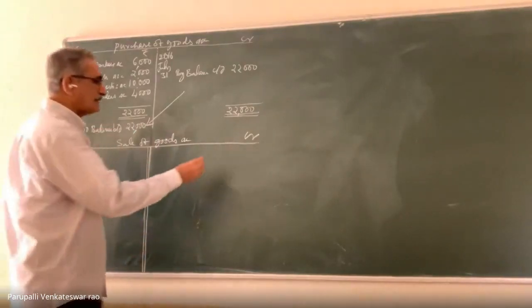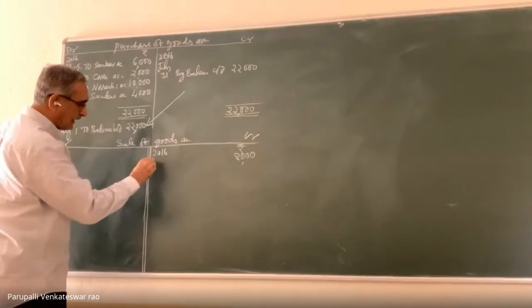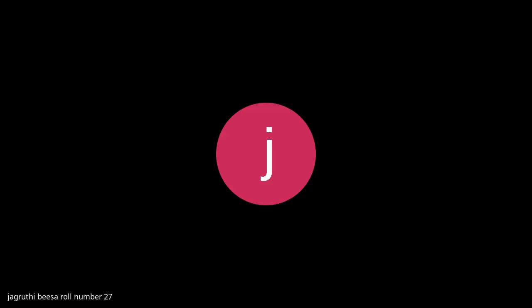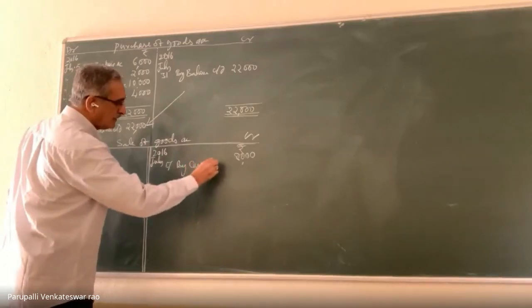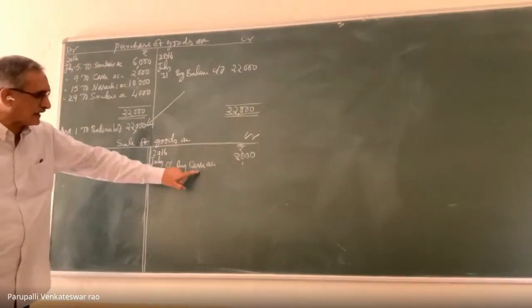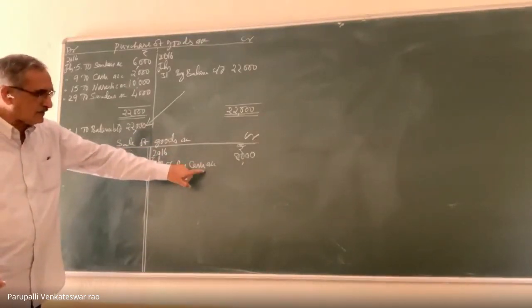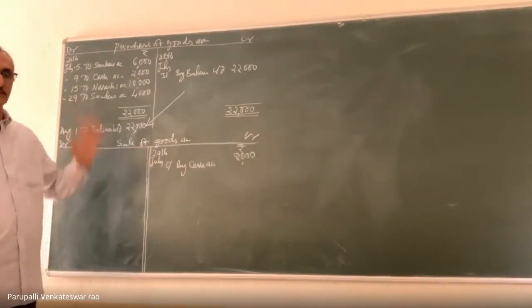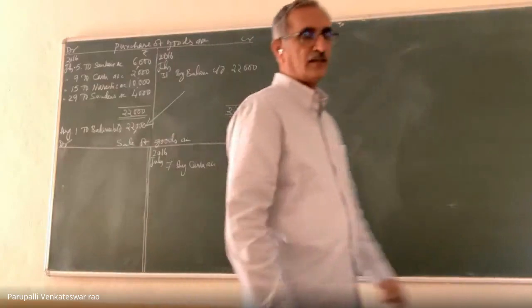So how much amount? 8,000. Date is July 7th, by cash account. If you want to read that entry on the credit side: cash account debtor 8,000 to sale of goods account 8,000. That's it. On 7th, we have sold goods for 8,000 for cash.